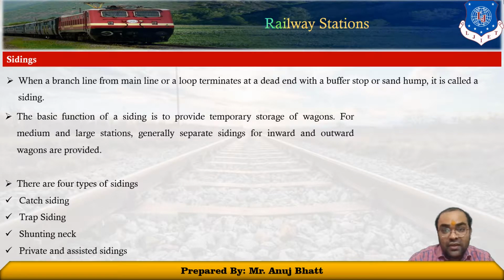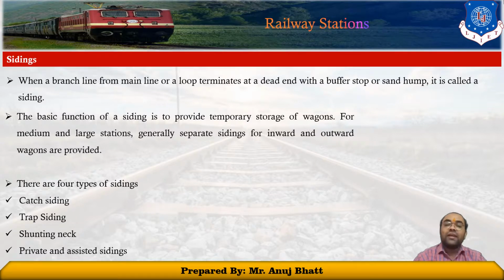Catch sidings are provided in case of hill tracks where the gradient near the stations is steep. Goods sidings are separated from running lines by means of trap sidings. On one end of the goods platform, a trap siding is provided for inward wagons, and at the other end, a trap siding is provided for outward wagons.